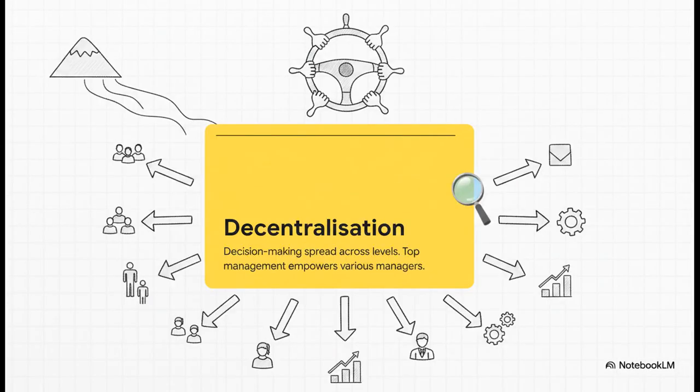Now flip that completely upside down and we have decentralization. The definition you need to hardwire here is decision-making spread across levels. Notice that keyword, spread. Top management takes that power and pushes it down the chain of command. They empower various managers at completely different tiers of the business to make their own calls. So in this case, the steering wheel is essentially shared with the people who are closer to the ground.